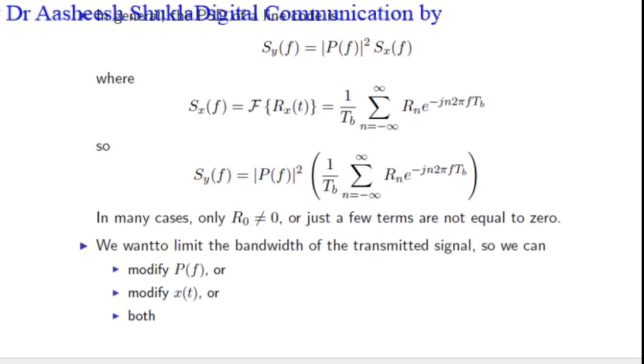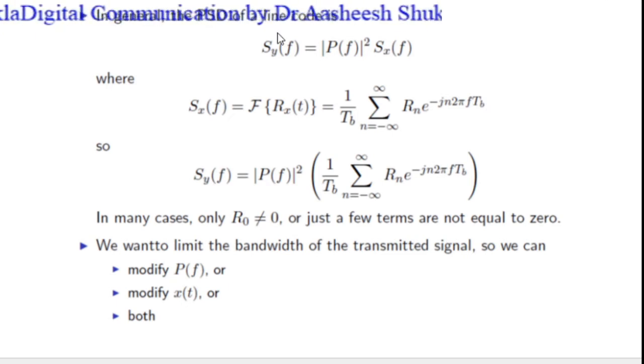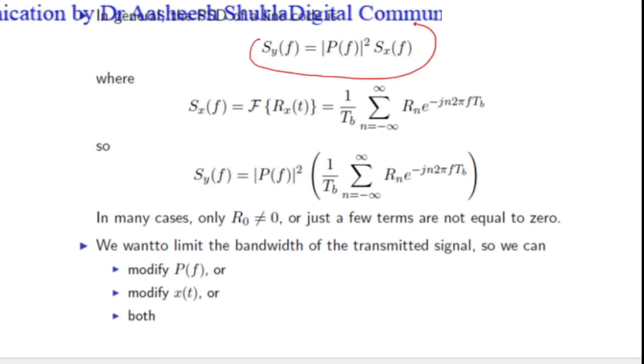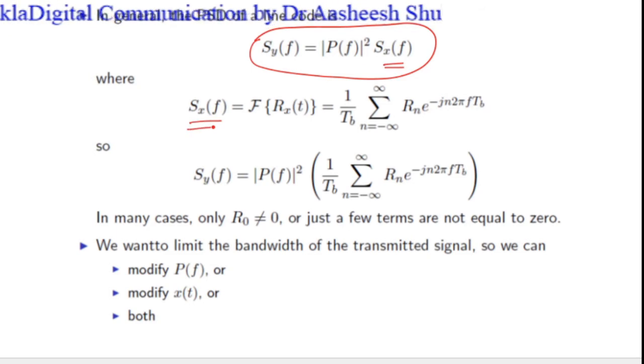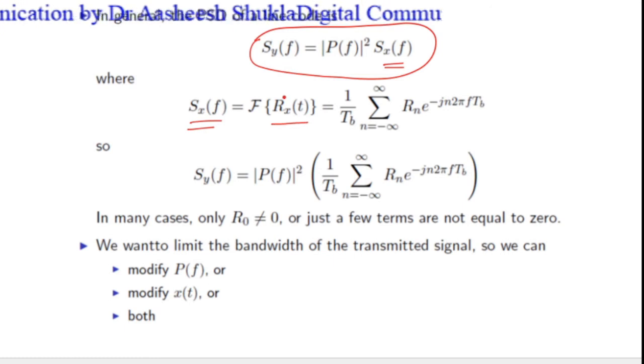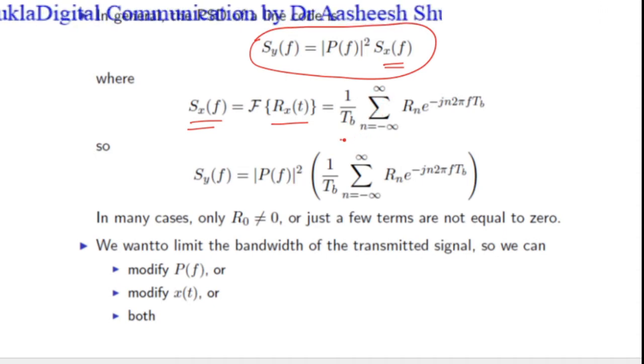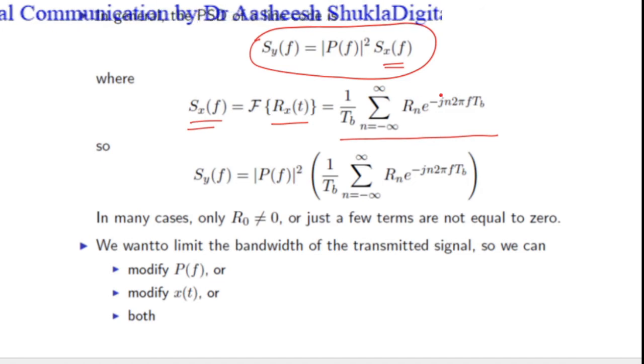Further, the power spectral density of a line code can be found with the help of SY(f) = |P(f)|² · SX(f). And what is the value of SX(f)? SX(f) can be represented as the Fourier transform of Rx(t), where Rx(t) is the autocorrelation function of xt, and the value of this Rx is coming out to be 1/Tb summation of n equal to minus infinity to infinity Rn e^(-jn2πfTb).